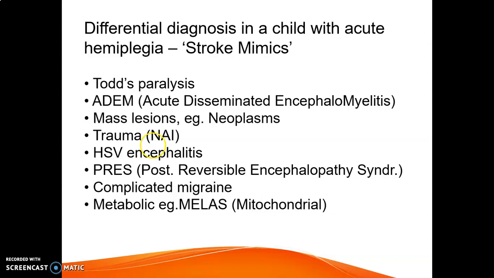Next is acute disseminated encephalomyelitis. Both the brain and the spinal cord are affected due to acute dissemination injuries.